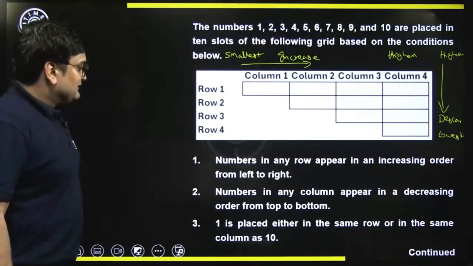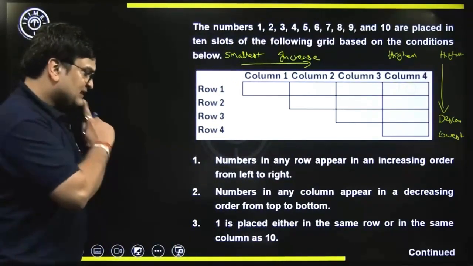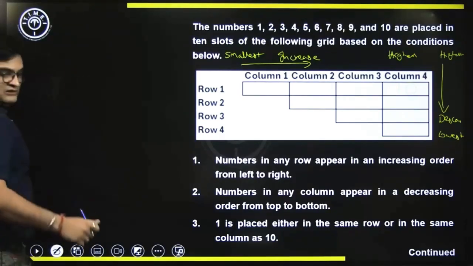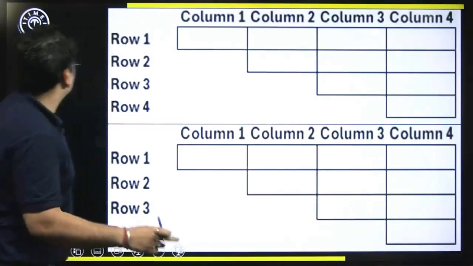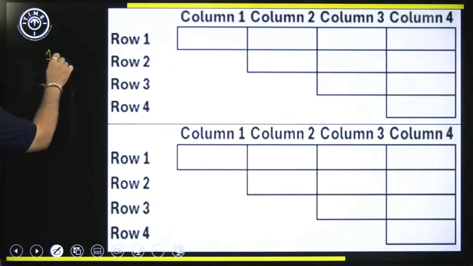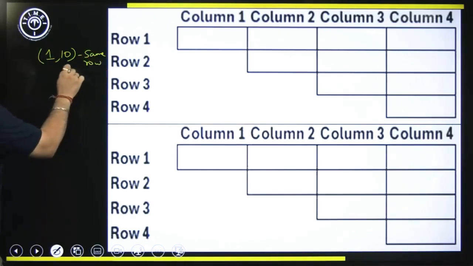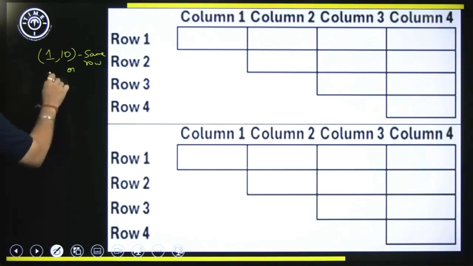1 is placed either in the same row or in the same column as 10. So what I will do is I will just write down those conditions here. So 1 should come along with 10 in the same row or along the same column.